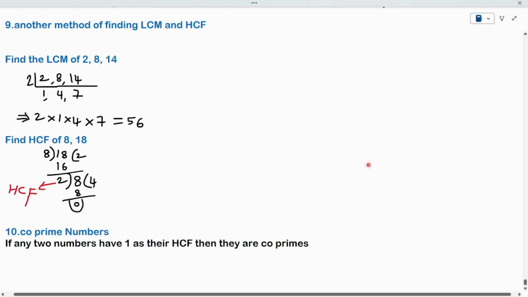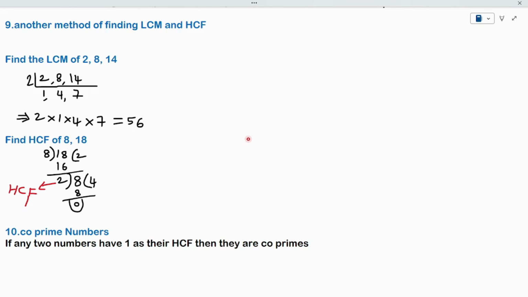Question number 9. Another method of finding HCF and LCM. I will give you an example. Find the LCM of 2, 8, 14. First note down 2, 8, 14 and draw an L-shaped line. Start with the least prime number. 2 is the least prime number, so I am starting with 2. 2 ones are 2, 2 fours are 8, 2 sevens are 14. After that, we need to multiply all these numbers: 2 into 1 into 4 into 7 will become 56. So 56 is the LCM of 2, 8 and 14.